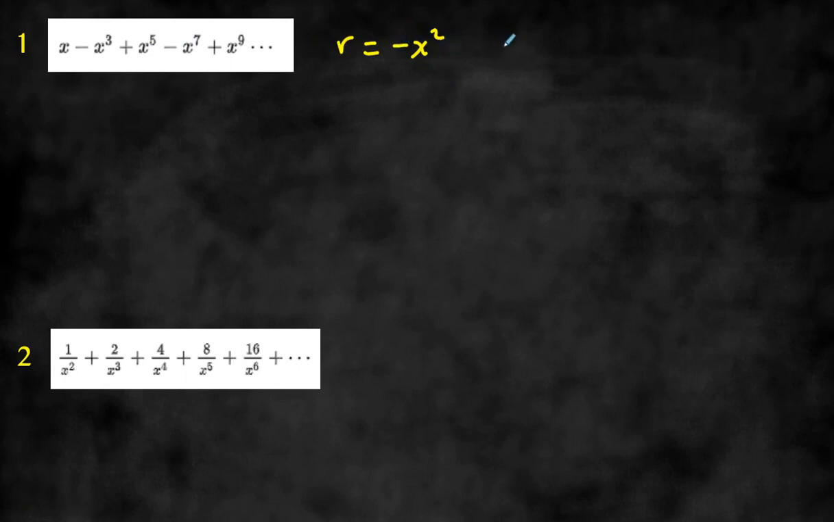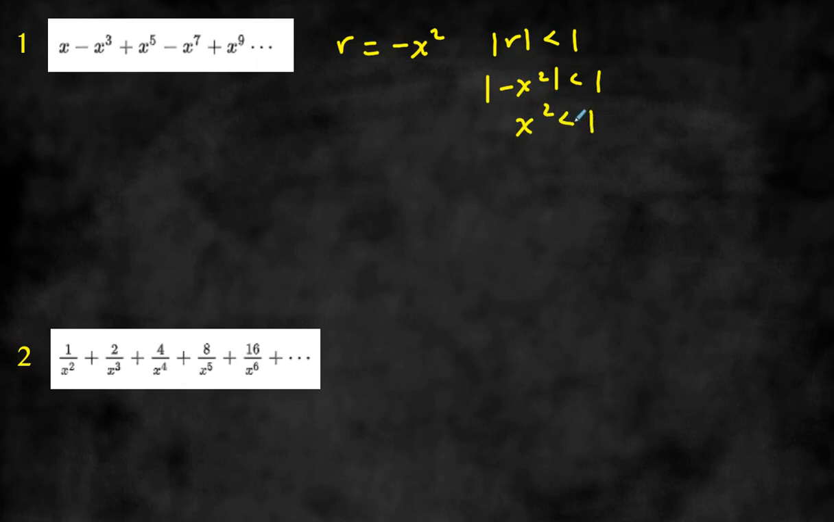Now, the other thing we know about geometric series is that as long as the common ratio is less than 1, we're going to have this thing converge. So that's going to be negative x squared has to be less than 1. That negative really isn't going to make a difference in there. So x squared less than 1.